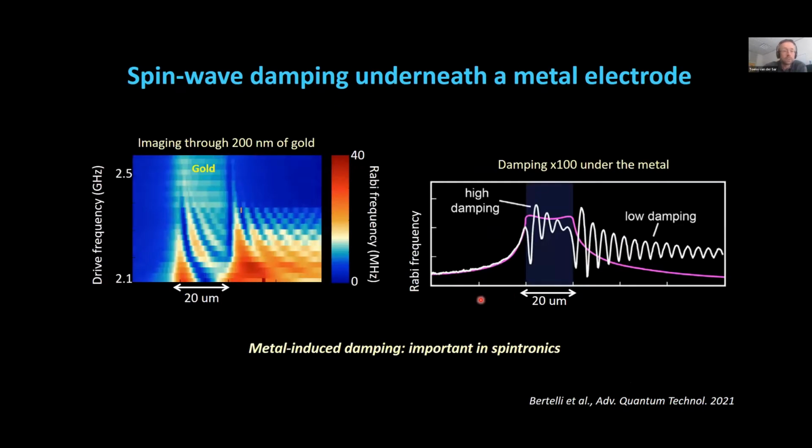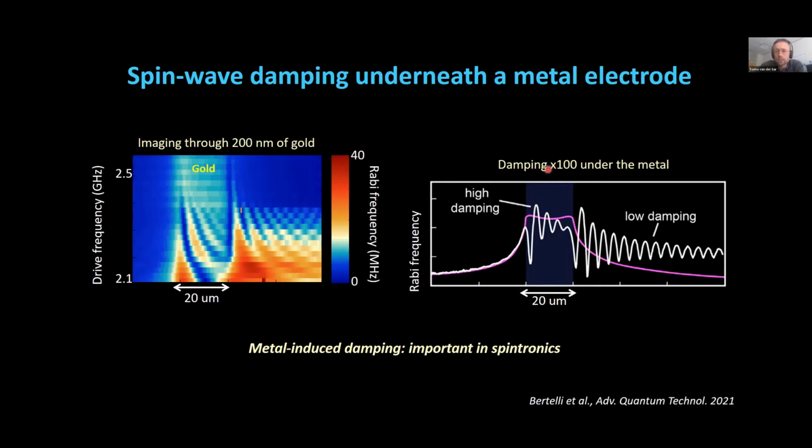And that's what we did. Here we looked at this process in a little bit more detail, imaging the spin waves underneath a gold electrode as a function of the drive frequency, and trying to see what effect the gold now has on the spin waves. And what we find, if we take a line cut, is that the spin waves damp very fast underneath the gold, while they have very low damping, as we know, in the bulk of the YIG. So YIG is a very low damping magnetic material.